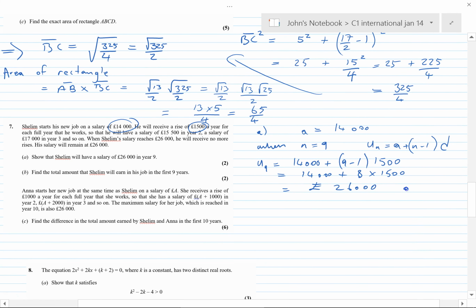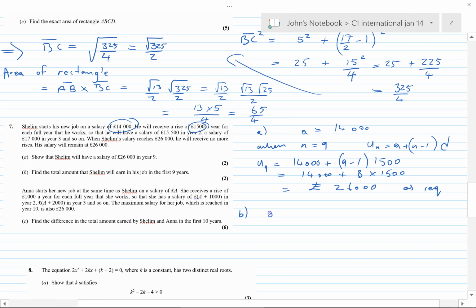Okay, as required. But we can go the other way. For those of you who put in 26,000 into this formula and then showed that n is 9, that's fine too. Okay, B, find the total amount Salim will earn in his job in the first 9 years.